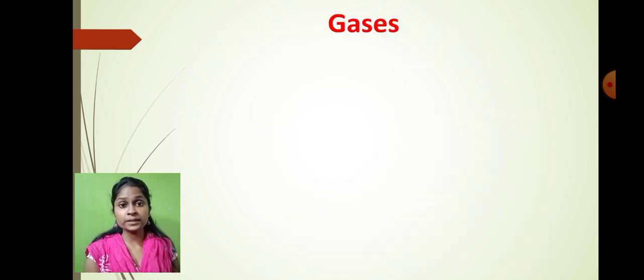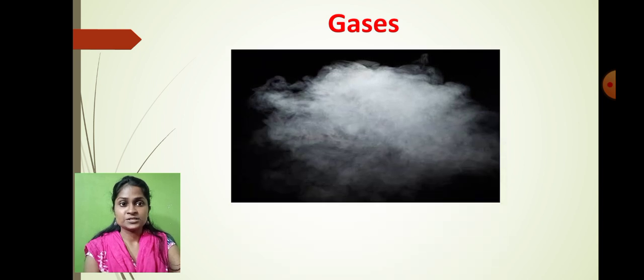Now the next topic which we are going to learn is regarding the gases. When we talk about gases, we cannot see them very easily. But yes, water vapor we can see very easily. Am I right? The water vapor coming out after boiling the water is a type of gas. Is that clear? So here you can see that these are gaseous substances.